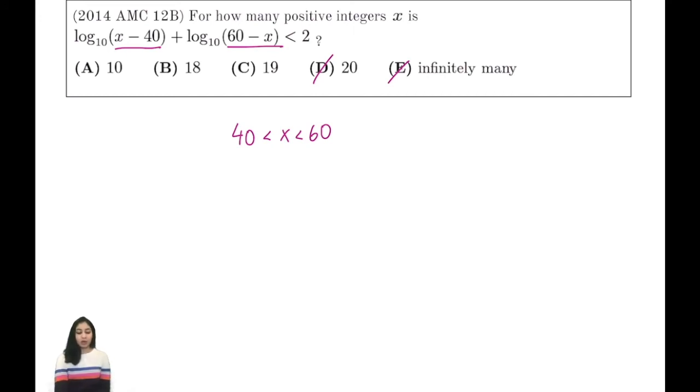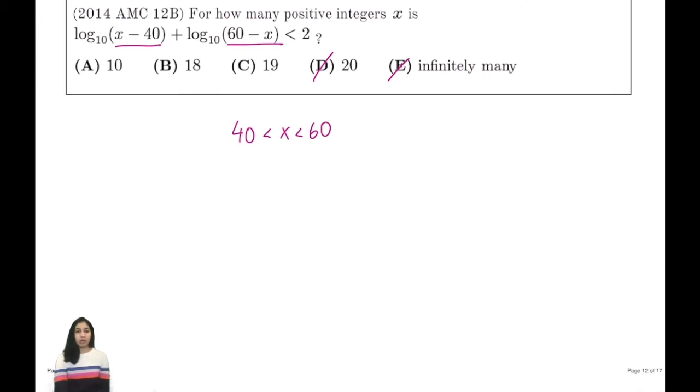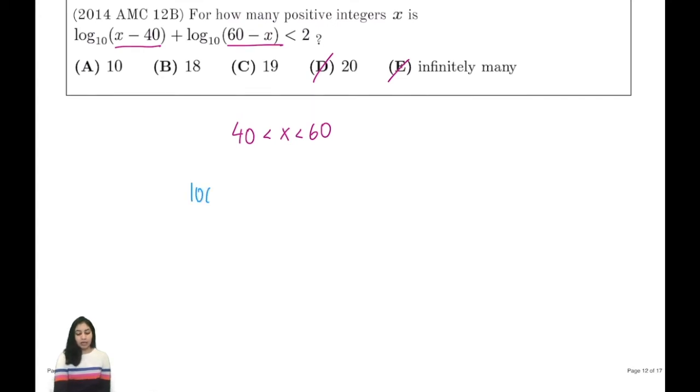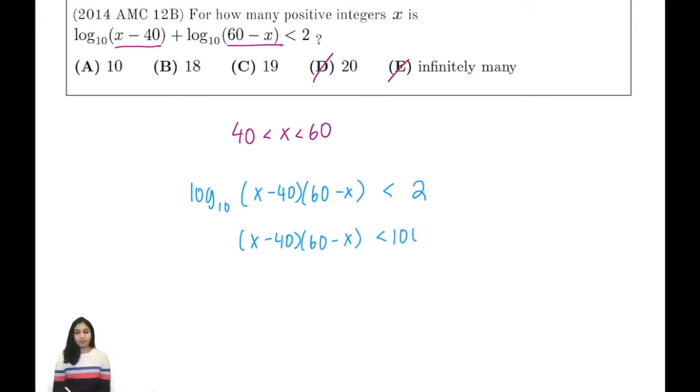So first we can use our multiplication rule to see that we can simplify log base 10 of x minus 40 plus log base 10 of 60 minus x and combine them to get log base 10 of (x minus 40) times (60 minus x). And we know that that's less than 2. Now we can take the power of 10 on both sides and get that (x minus 40) times (60 minus x) is less than 100.